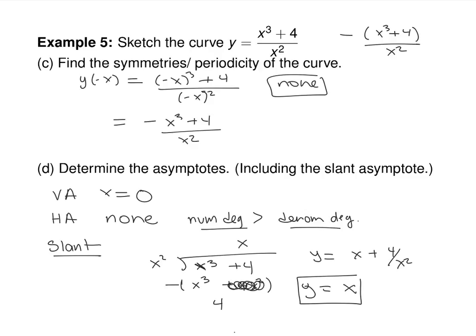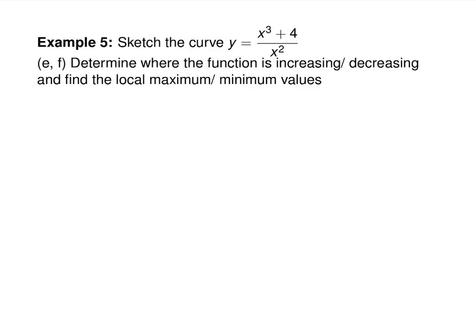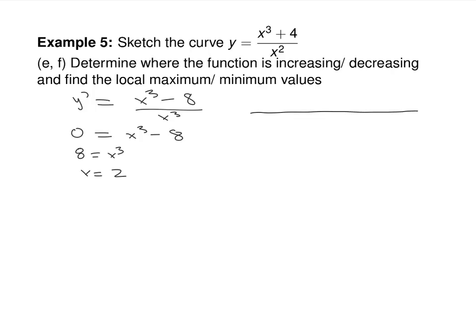All right. Increasing, decreasing, max and mins. So the first derivative here is x cubed minus 8 all over x cubed. So set this equal to 0. Does the denominator matter? No, so let's just not write it. 8 equals x cubed, so what's x going to be? 2. Now when I make my number line, what else has to go on there besides 2? 0.